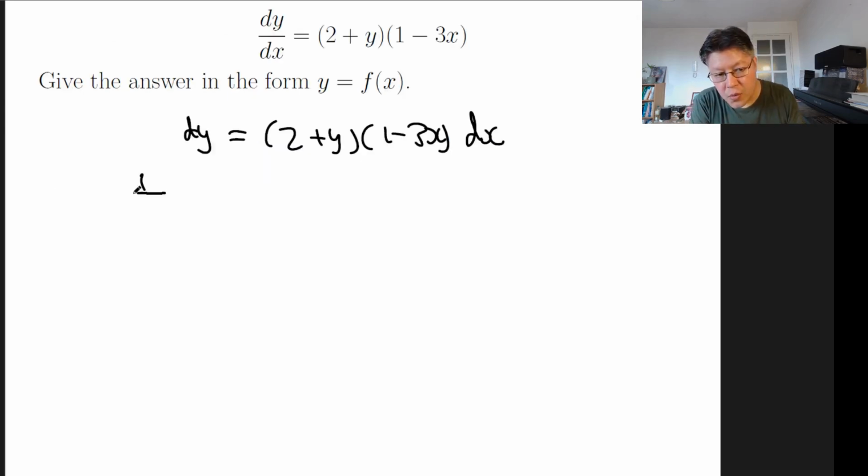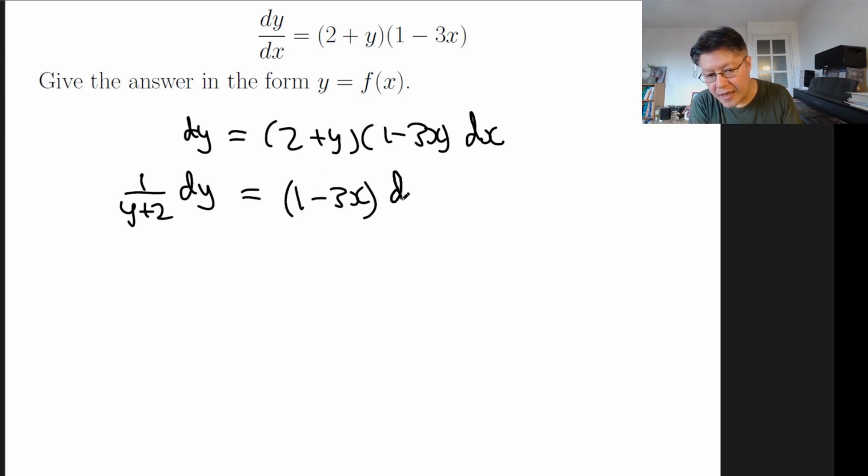So we get 1 over, and I'm going to just switch it around to y plus 2, dy equals (1 minus 3x) dx. And now that we've separated everything, we have all the y's on the left and all the x's on the right, we can now integrate both sides. So we integrate here and here, and we do these integrals separately. And because they're relatively simple, I'm just going to do them straight away.